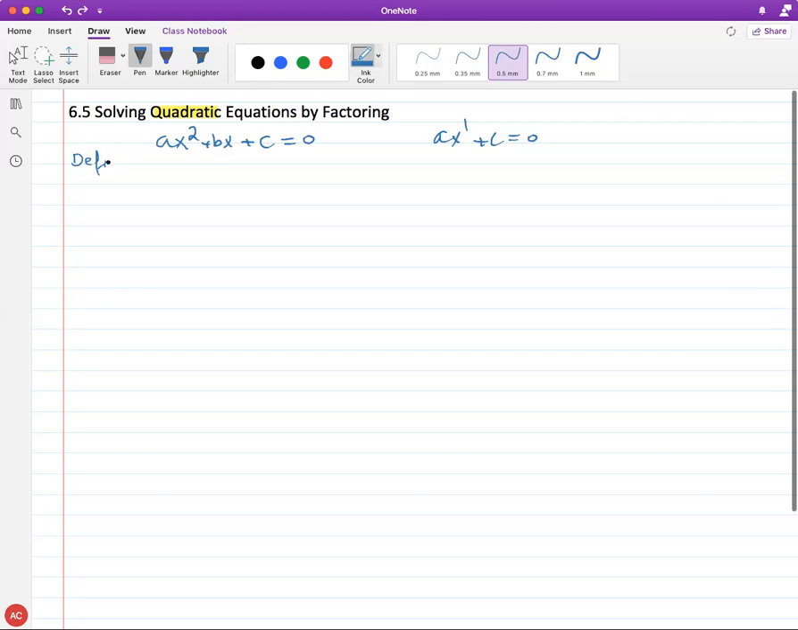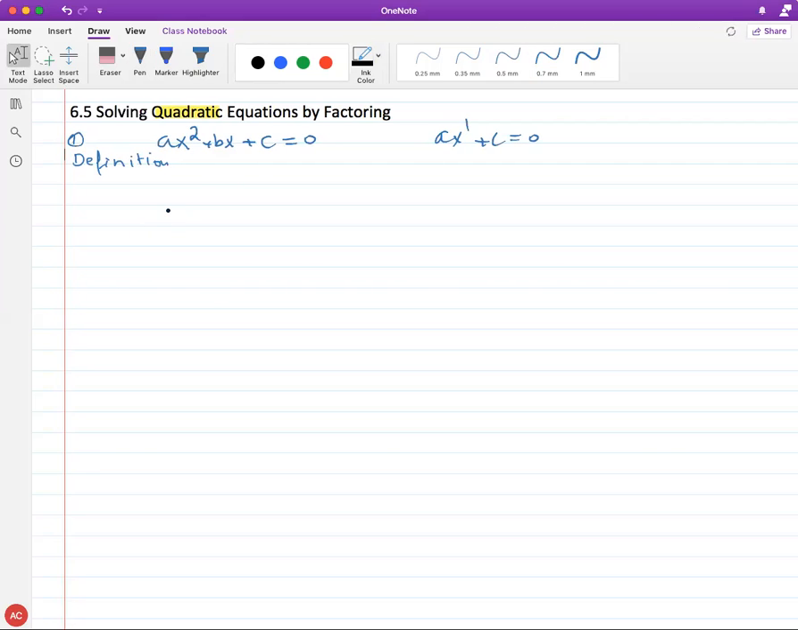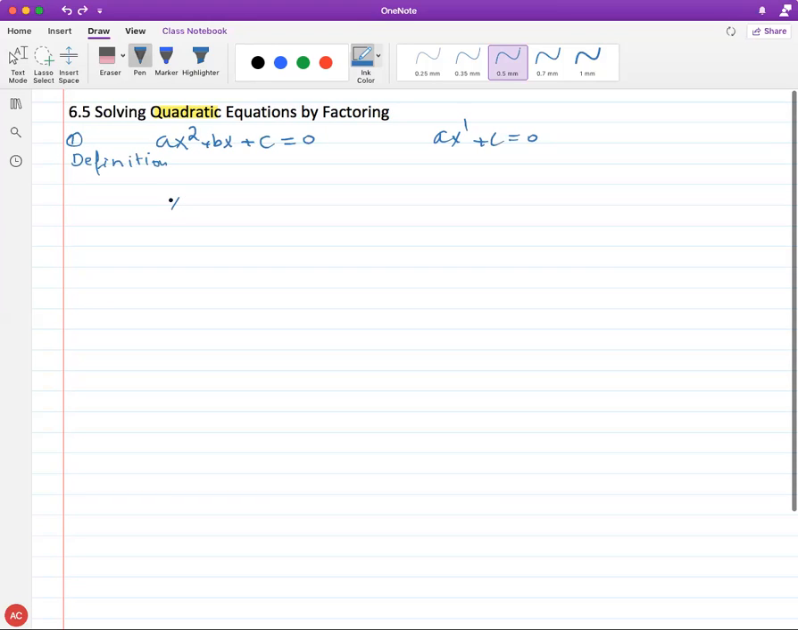So let's make this number one definition. And there's an example here. You can say maybe x squared plus 5x plus 6 is 0. Okay, so that's a quadratic equation. And we'll see how to solve it, find the solutions using factoring.